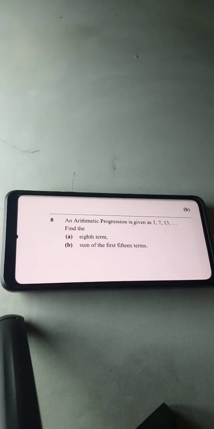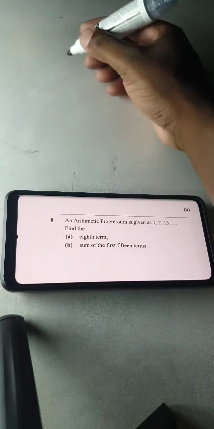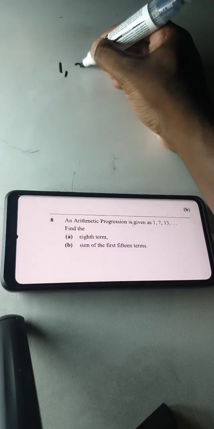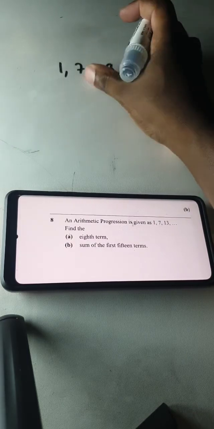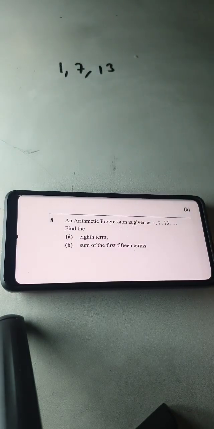Anyway. An arithmetic progression is given as 1, 7, 13. Find the 80th term. Oh, nice. You need to be very active. This is your live. You're my student, so you need to be very, very active. You should be the one to respond or answer before I even provide the answer. Okay, so we have 1, 7, 13.